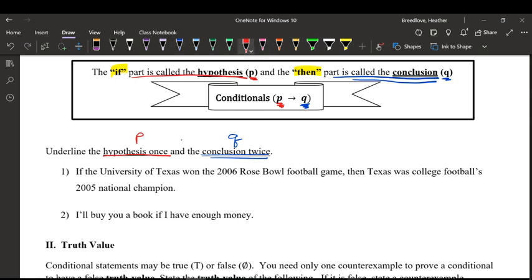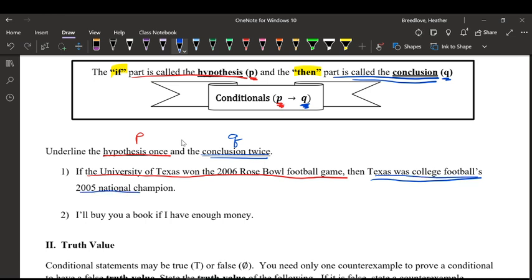All right, so if the University of Texas won the 2006 Rose Bowl football game, then Texas was college football's 2005 national champion. You see the word if, so what follows if is the hypothesis. And then you see the word then, so what follows then is the conclusion.